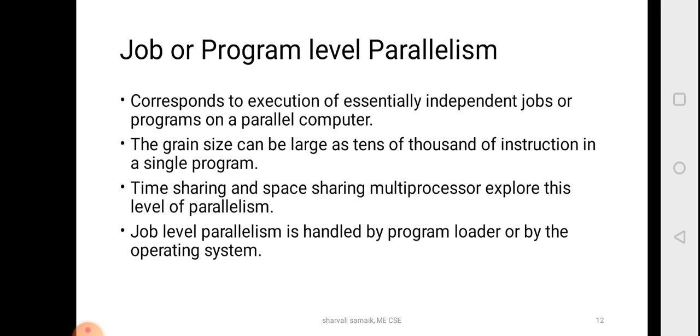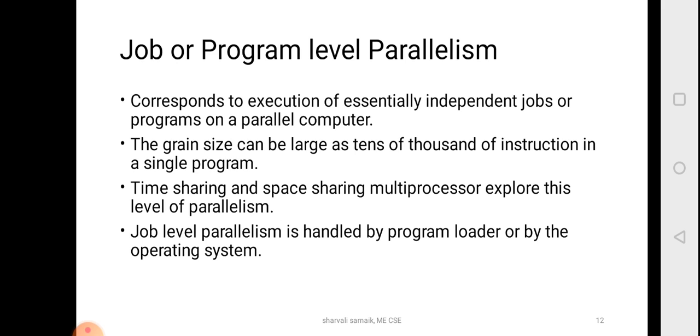So if there are any supercomputers which have a small number of very powerful processors, then this comes under coarse grain parallelism. The job level parallelism is handled by the program loader and by the operating system in general. So in this job level parallelism, time sharing or space sharing multiprocessors exploit this level of parallelism. In fact, both time sharing and space sharing are extensions of multiprogramming.